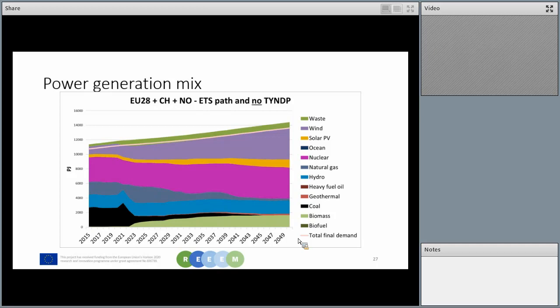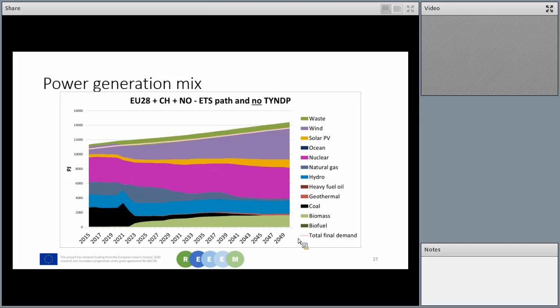After the first years, where we have a not strongly changing generation mix, we see a reduction of the fossil fuels. In dark blue and in black, natural gas and coal are reducing, whereas hydropower is staying constant, biomass is strongly coming in, and nuclear, in purple, is increasing slightly, but mainly wind power in lilac is increasing.